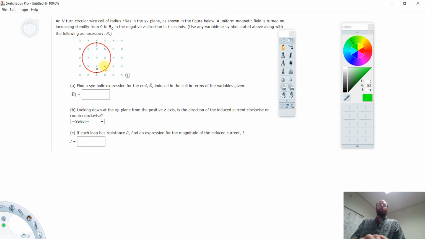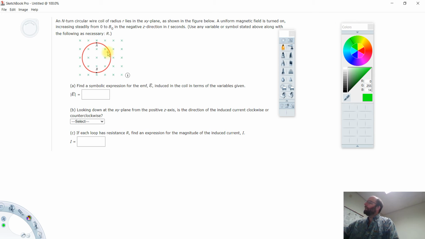I'm making this video to help you out with number, which one is this? 21. Okay, in your homework, unit 3. So, let's see, it says, part A, find a symbolic expression for the EMF induced in that coil shown.